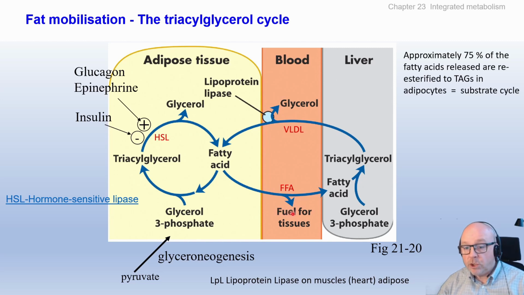It can be delivered from the adipose tissue via the blood to tissues to fuel beta oxidation and give them energy. The unused fatty acid is taken up by the liver, converted back to triacylglycerol, and then secreted out.